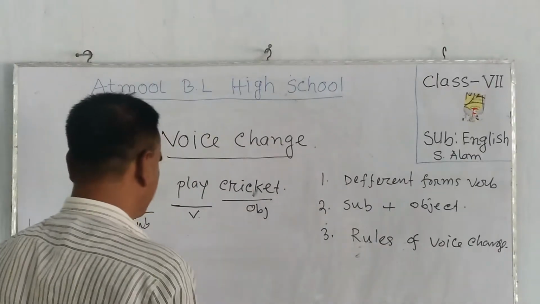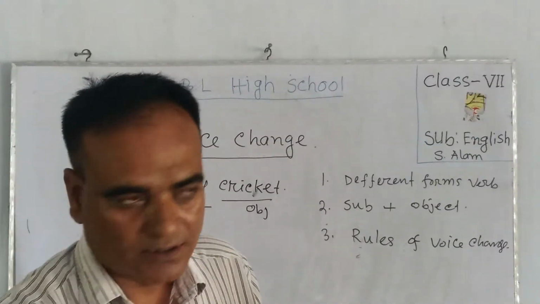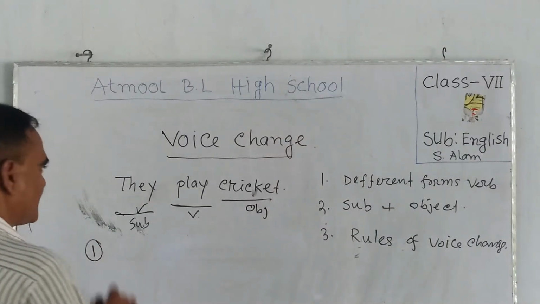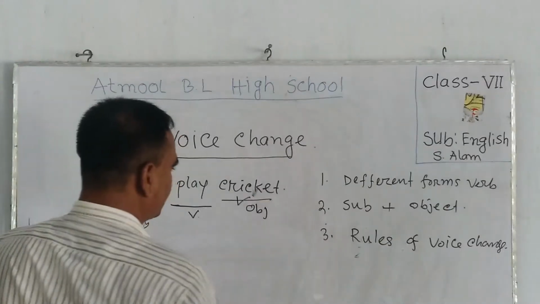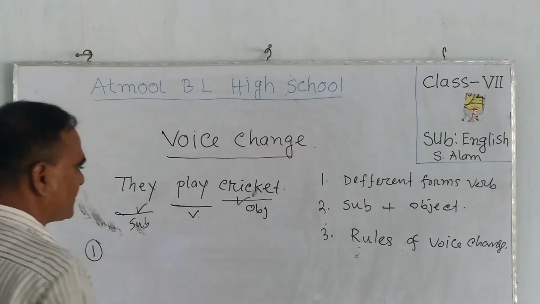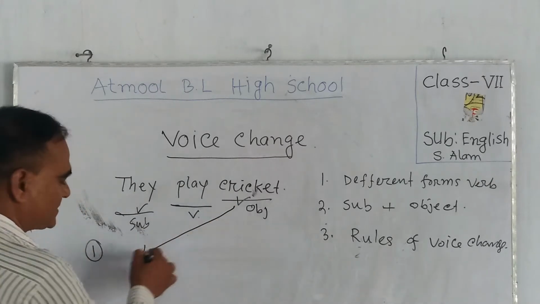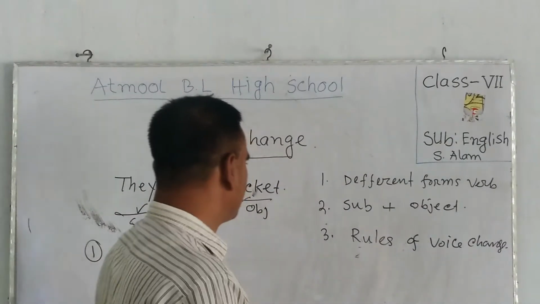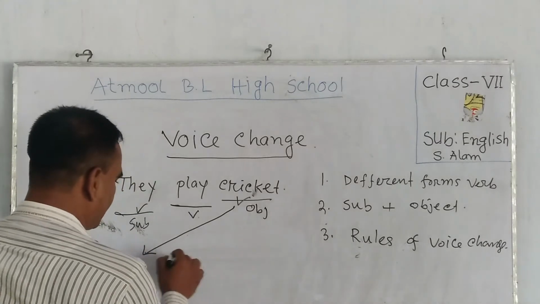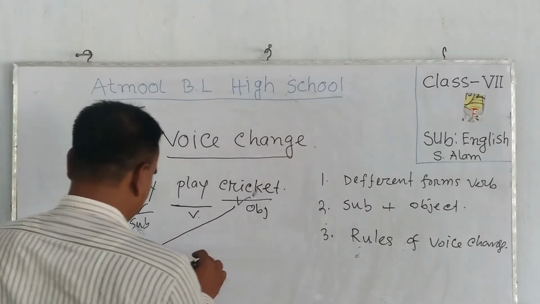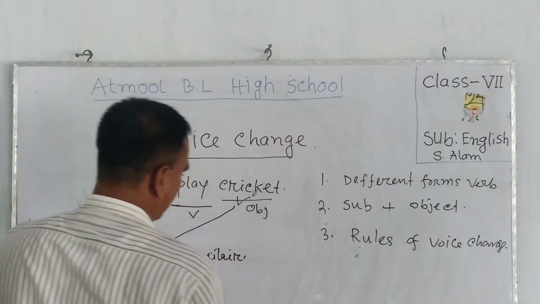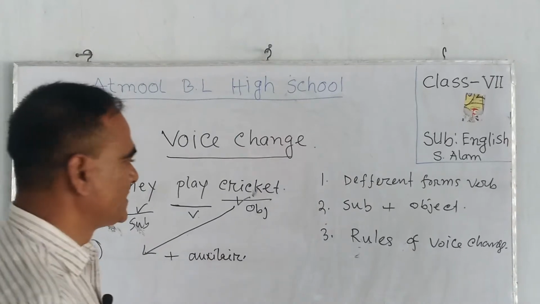Then we have to know the rules. What are the rules of voices? The first rule is the object of the active sentence will be the subject in the passive sentence. Object will be the subject of the passive sentence. Then we have to use an auxiliary verb according to the tense.